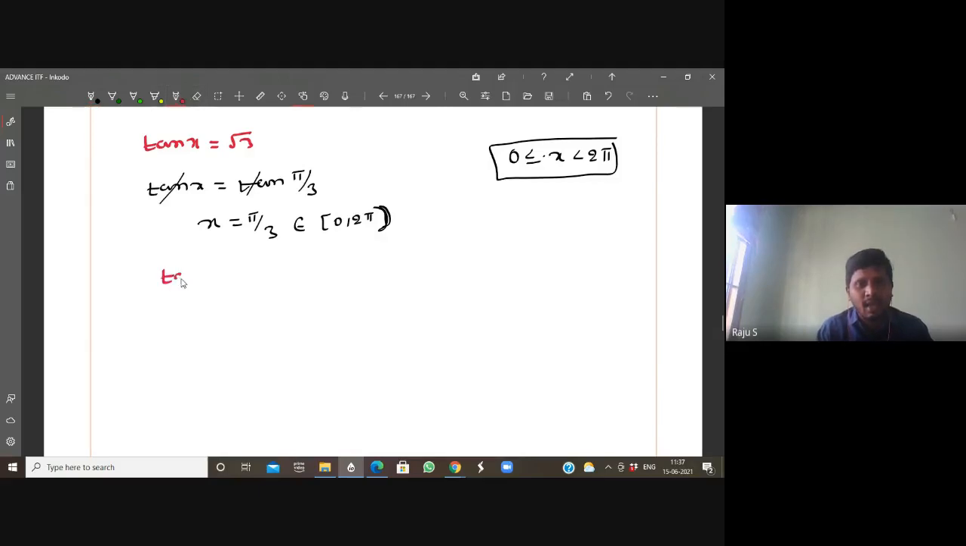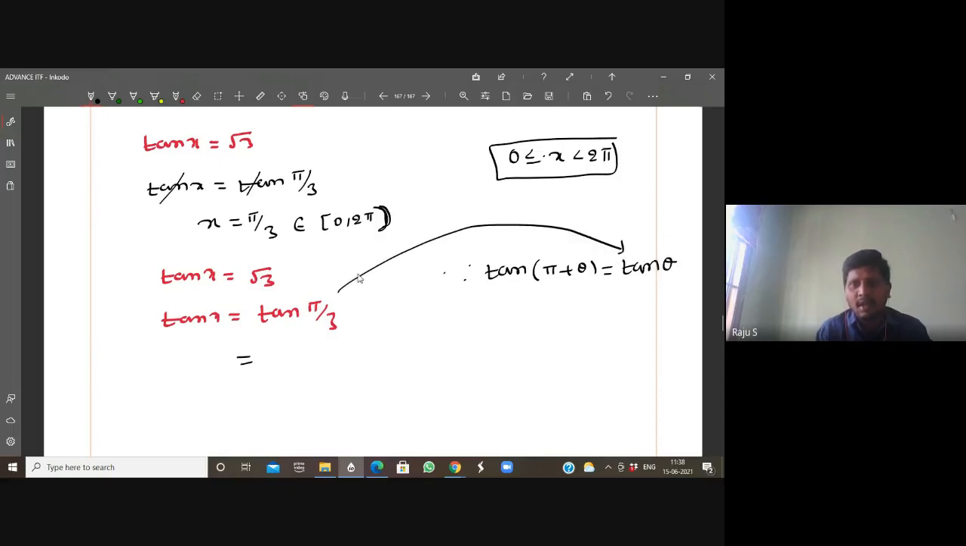Next, same, tan x is equal to root 3. Root 3 can be written as tan pi by 3. Since we know the formula, tan of 180 plus theta, what is the formula, students? Tan theta. And here, in the form of RHS, the theta value is pi by 3. Shall I write tan of 180 plus pi by 3? Yes or no? Yes, sir.